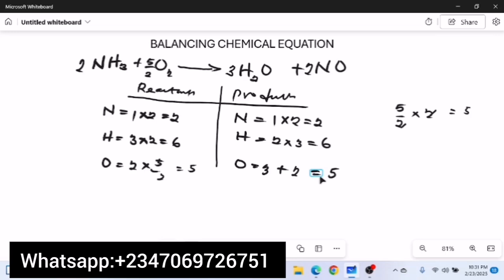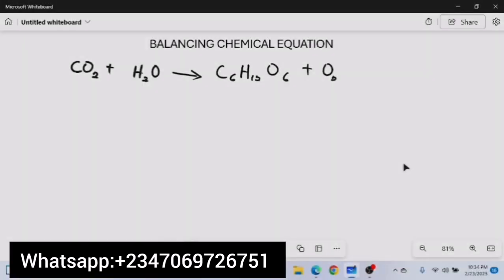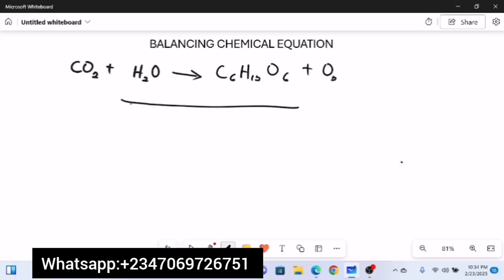Now let's pick the next example. Okay, so let's consider this particular equation, and let's say we are asked to balance this chemical equation. Once again, you make your table of product and reactant. So we make our table.